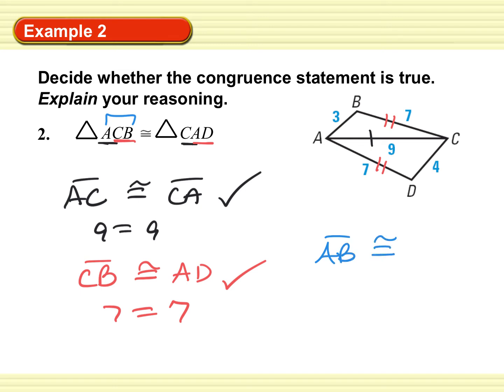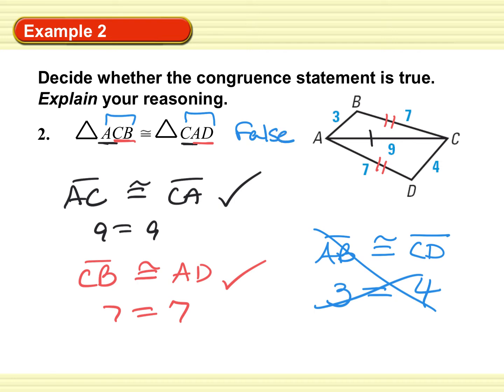See if it's congruent to CD. And AB is 3, CD is 4. These are not the same length. So this is a false congruency statement because all 3 sides are not congruent, because 3 does not equal 4.